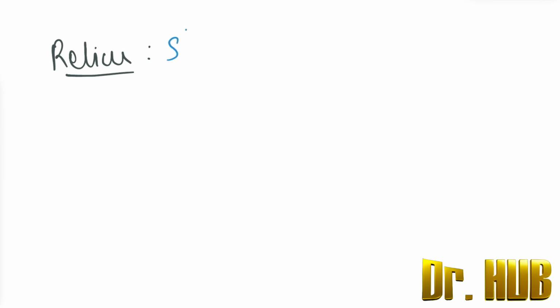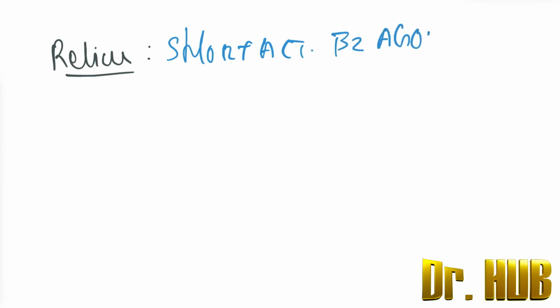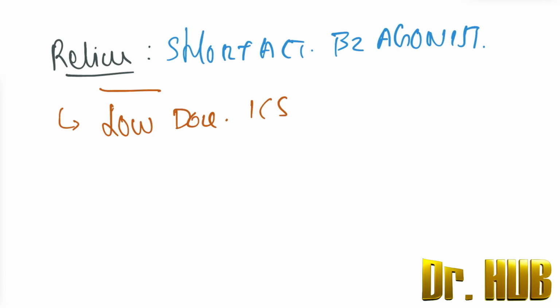Now let's look at the reliever. The reliever will be as needed, that is a short acting beta 2 agonist. So let's look at the other controller options. In steps 1 and 2, there is low dose ICS whenever SABA is taken.